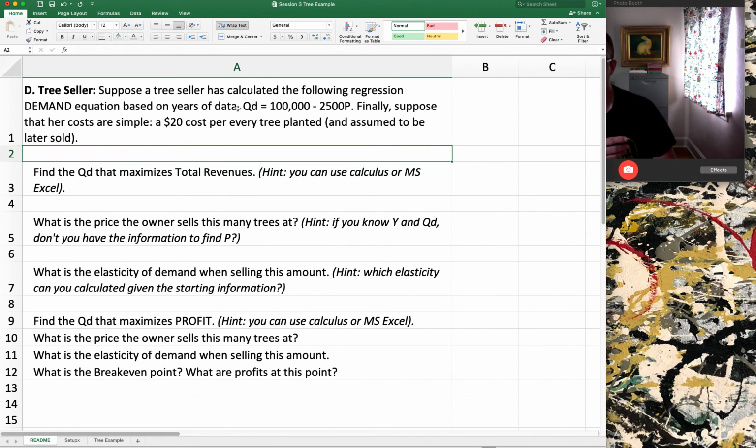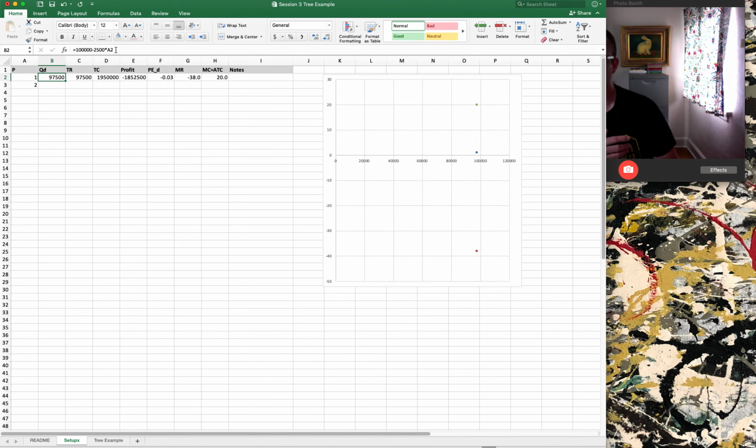Remember, our quantity is this demand regression, this demand equation. So when we change the price, the quantity demanded goes down. So I'm going to put that into Excel: 100,000 minus 2,500 times P, right? So that's that right there. My total revenue is P times Q. That's total revenue. Total costs are however many trees I plant times that $20. So I put that in there.